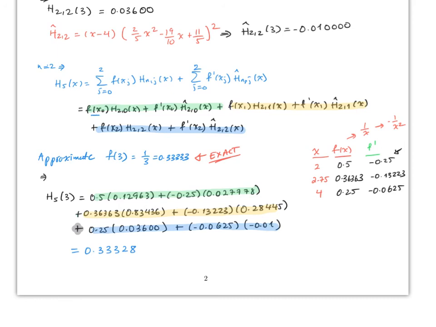Now you can also mix or combine Hermite polynomials with divided differences, but you don't have to worry about that. All you need to know is how to find a Hermite polynomial exactly the way I did here. All right, so that's it for section 3.4.